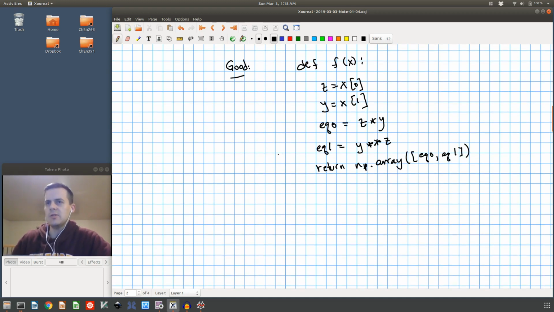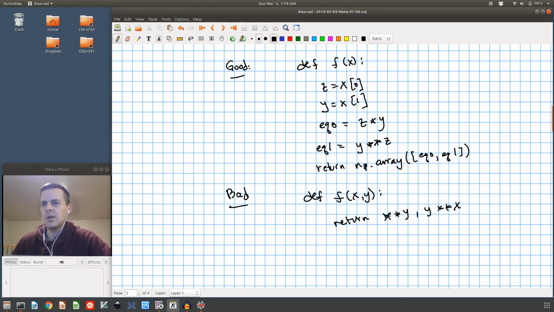So remember, this is the same thing I had to do last time. A bad example would be what I told you not to do last time. A bad example would be def f of x comma y, and then return x times y comma y to the x or something. So now I'm not passing in a vector and I'm returning something that's in a tuple instead of an array. Don't do that. Don't do the bad example.